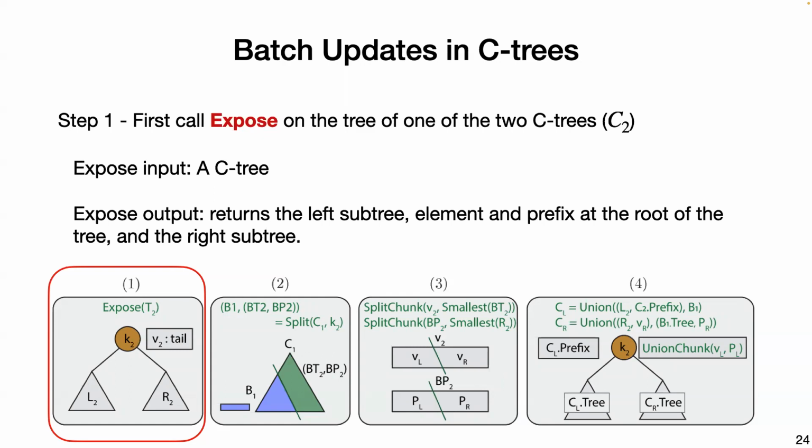So the first step, like I said, they have this functionality called expose, and they're going to call it on, without loss of generality, C sub 2. The input of expose is a C tree, and the output is the left subtree, the element and prefix of the root, and the right subtree. I should say suffix maybe. So expose will give you these 2 subtrees and the root pretty much, and so this will cut it in half, more or less. And we're going to use this element that we got at the root to cut the second tree.